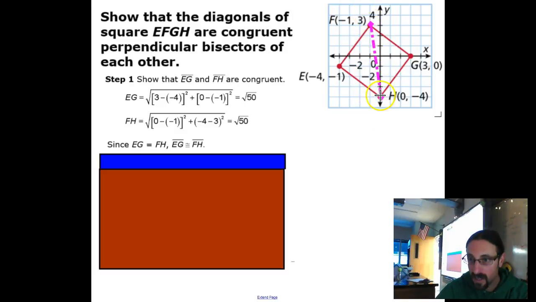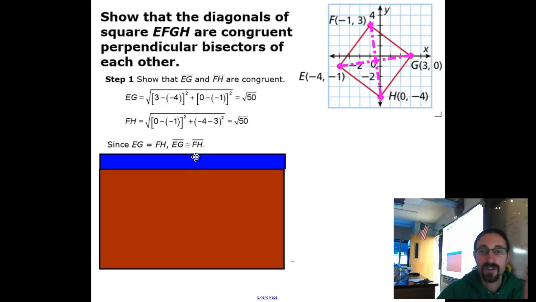So I know this one here is the square root of 50, and when I go from here to here, again, I'm going up 1, and then this is the Pythagorean theorem, up 1, 1 squared, over 7, 7 squared, 1 plus 49 is 50, the square root of 50. I have now shown that both diagonals have a length of the square root of 50, and that makes them congruent. Step 1, complete.